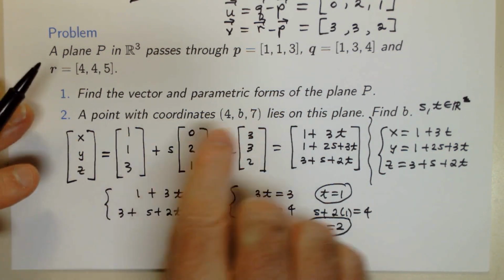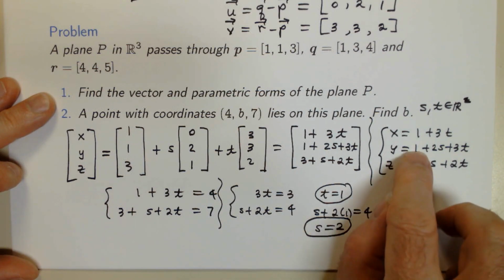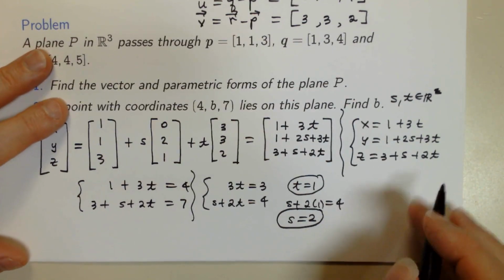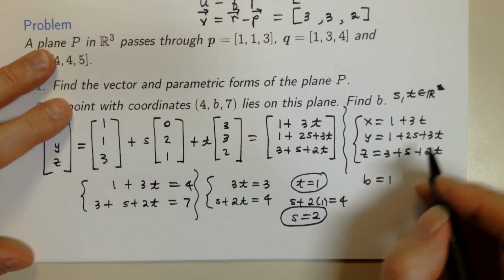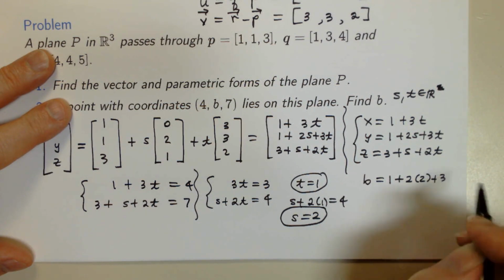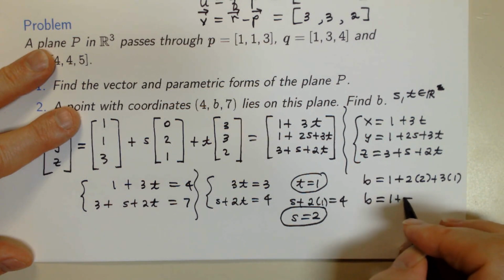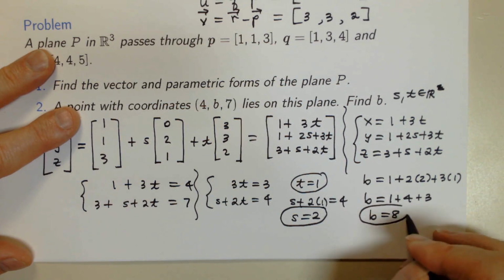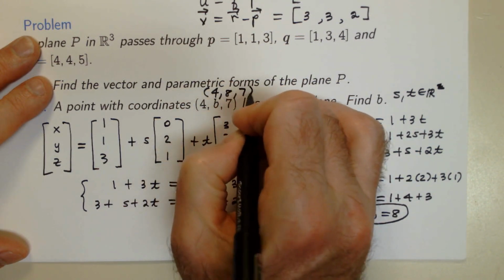Okay? So what do we know? We know that this point is being generated by t equals 1 and s equals 2. And now by plugging into this equation, I can get the missing coordinate b. So b has to be what I get by taking this equation, and in place of s, I'm going to write 2, and in place of t, I'm going to write 1. And so that says that b is equal to 1 plus 4 plus 3. So b is equal to 8. So our point must be 4, 8, 7.